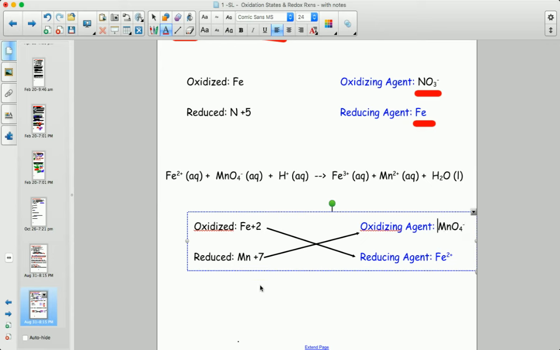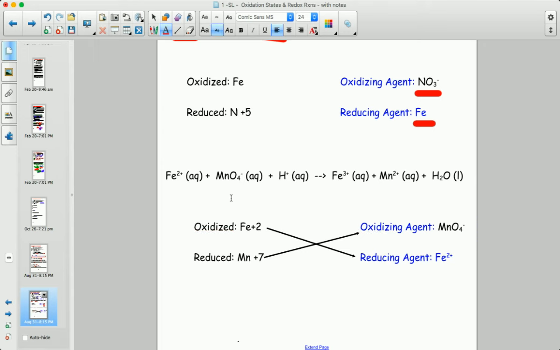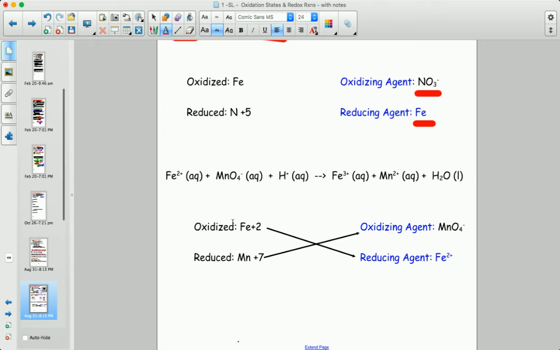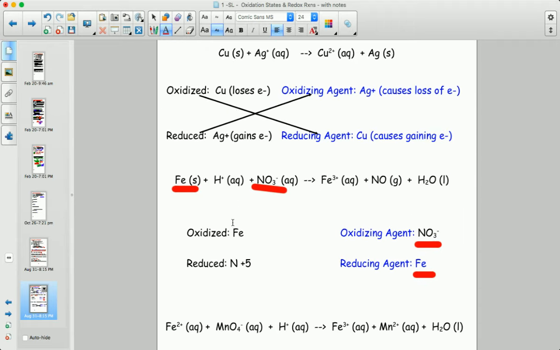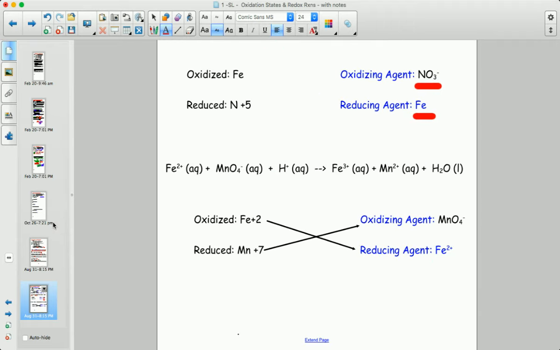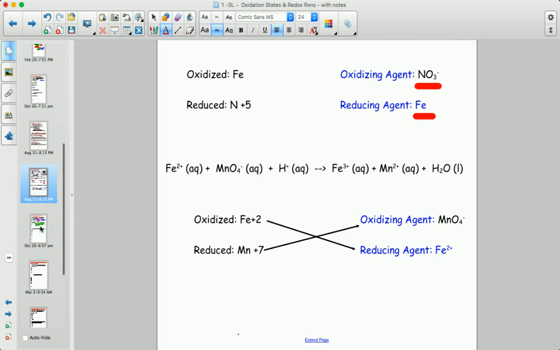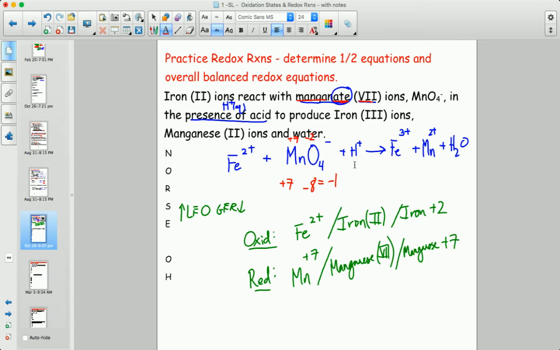So there's this funny sort of backwards relationship between what got oxidized is also the reducing agent, what got reduced is also the oxidizing agent. It can be very confusing. I understand that it's backwards, but if you think through what the definitions are, it actually does sort of make sense.